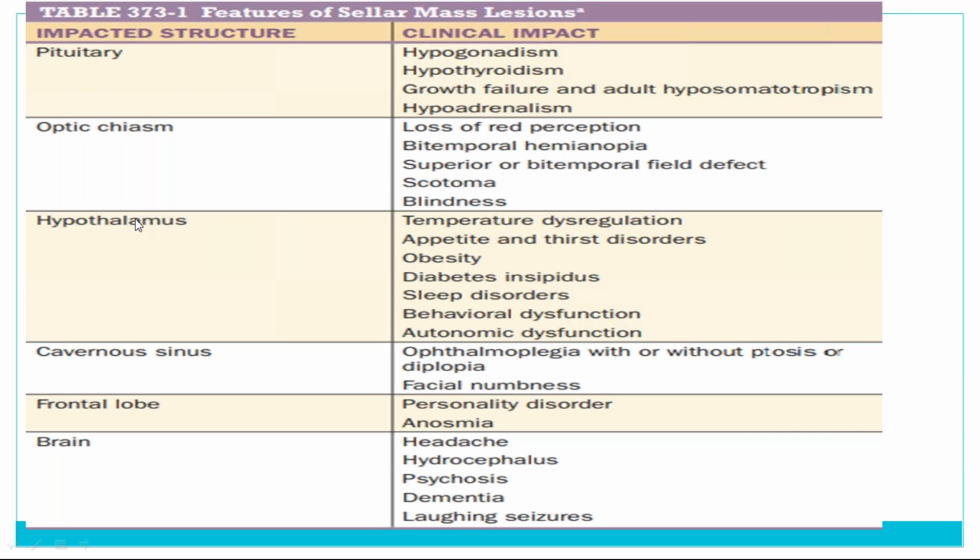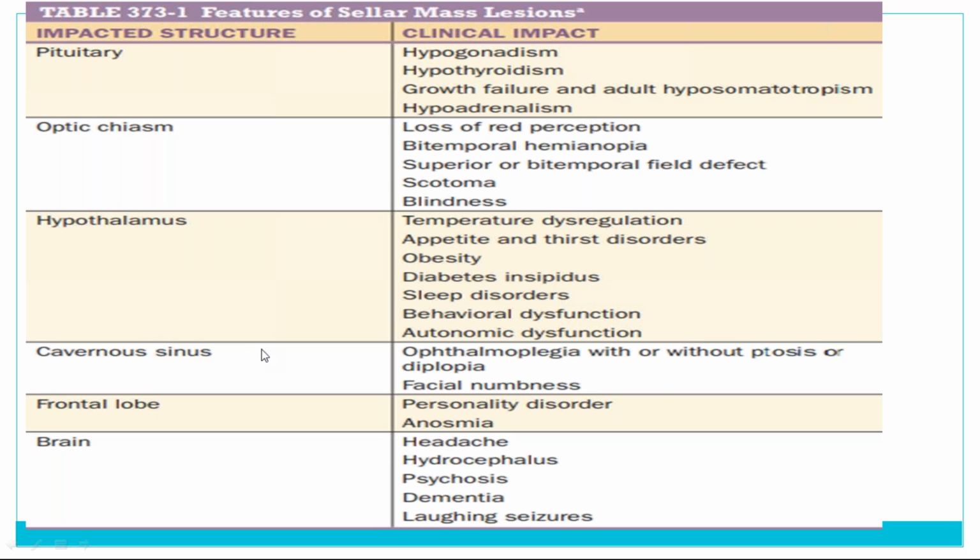Okay, there is a compression of hypothalamus. Hypothalamus will be regulating all our body, like body temperature, appetite, and all will be regulated by the hypothalamus. So whenever there is a compression of the hypothalamus, then there will be temperature dysregulation or a change in the appetite and thirst, and there will be obesity, diabetes insipidus. This all we have discussed.